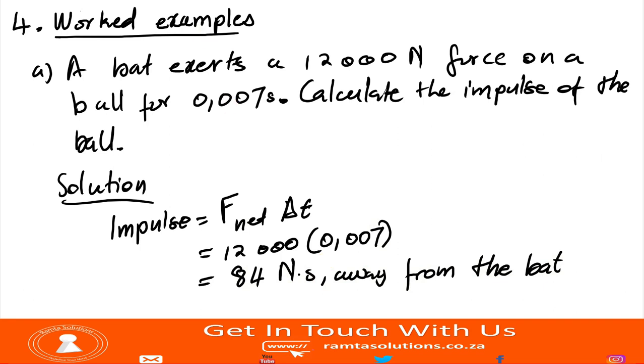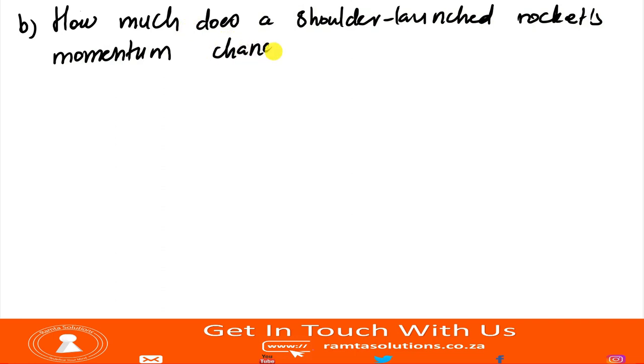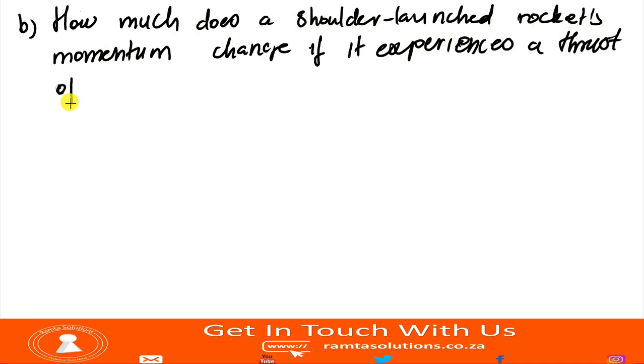Now, let's try another example. This one says, how much does a shoulder launched rocket's momentum change if it experiences a thrust of, I will write it down, 2,67 kilonewtons for 0,204 seconds.